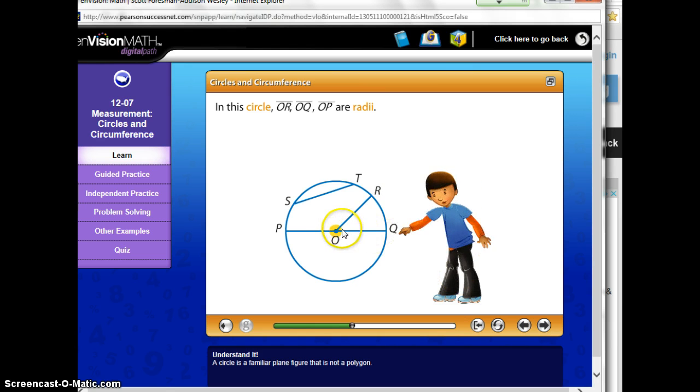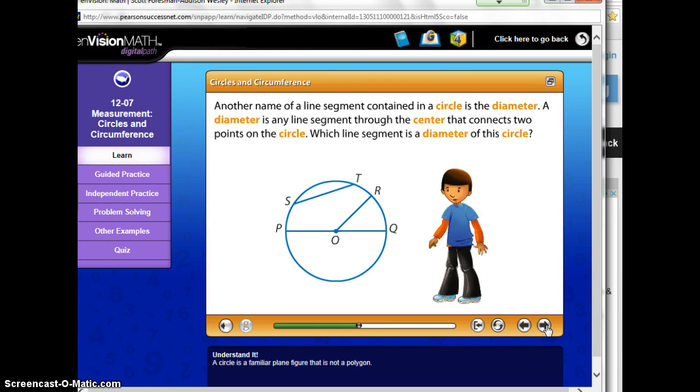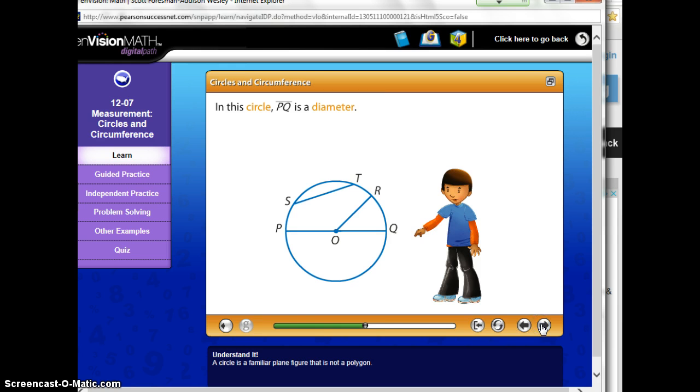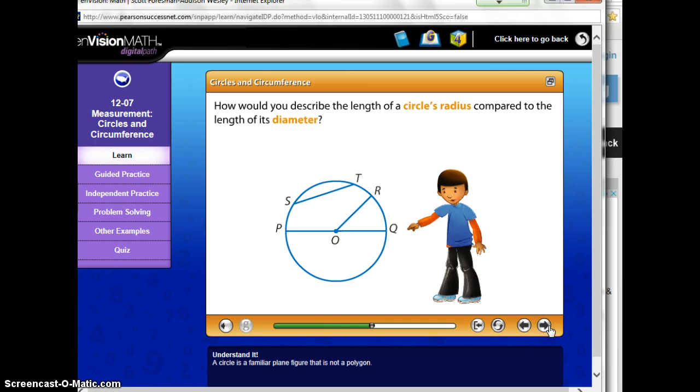In this circle, OR, OQ, and OP are all considered radii. We call that plural a radii. Another name for a line segment that goes all the way through the middle to the opposite side is a diameter. Halfway is a radius. In this circle, PQ is considered the diameter. How do you describe the length of a circle's radius compared to its diameter? Well, obviously radius is half of what the diameter is.